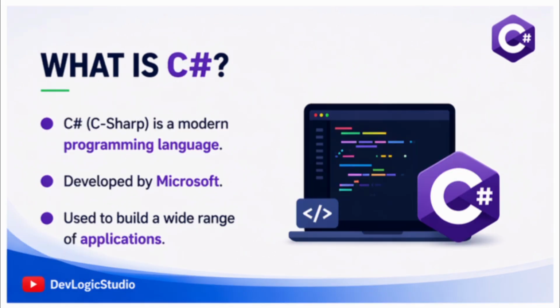So first, what is C Sharp? C Sharp is indicated with the C and hash symbol. C Sharp is a programming language created by Microsoft. In simple words, it is used to build software and applications.